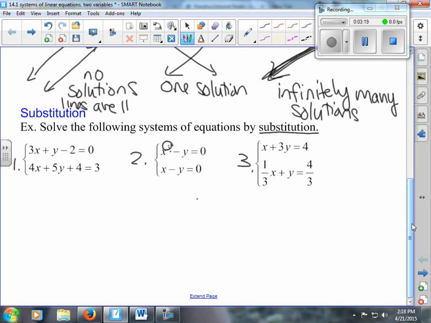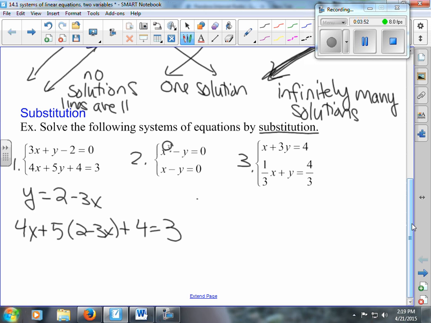It's not hard. Okay, so for number 1, you have to pick an equation, and you pick a variable, and you solve for that variable. It's easy to see that this y has no coefficient, so it's going to be the simplest one to solve for. I'm going to solve the first equation for that y. So this is going to be y equals 2 minus 3x. Now in my second equation, I'm going to substitute this y in. And so I'm writing the exact equation over again, but in place of y, I substituted 2 minus 3x.